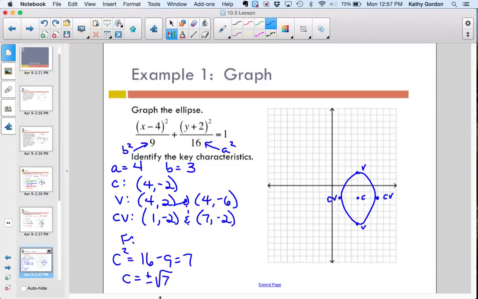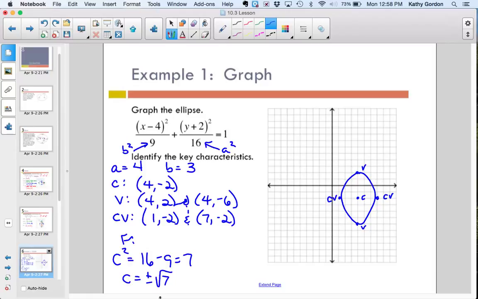Now, is my C value going to affect the H of my center or the K of my center? K. It's not a yes or no question, it's an either or question. Should it be affecting the H of my center point or the K of my center point to get to my foci? The K, because again, vertical, up, down, major axis, foci have to be on the major axis.